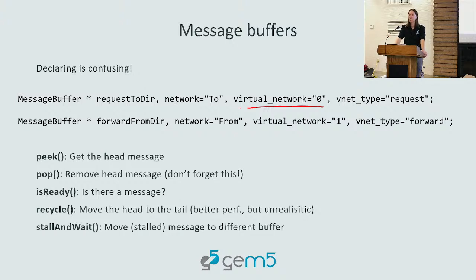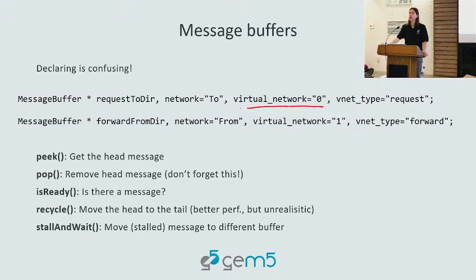And then the message buffers have a bunch of functions that you can use, like peek, pop, is ready, to look at the top of the queue. Then there's a couple of special functions. Say you have a request on the top of your message buffer that the cache can't handle right now. Maybe the entry is currently in a transient state, and you need to stall that incoming request until you get to your stable state, and then you can deal with it.